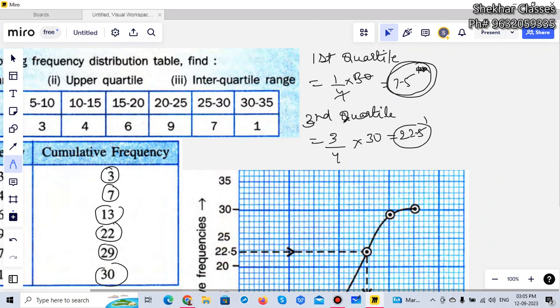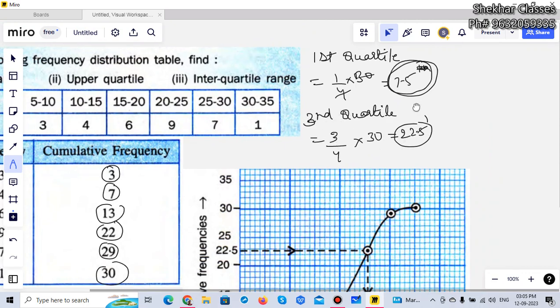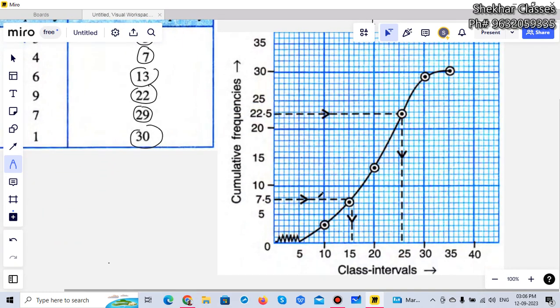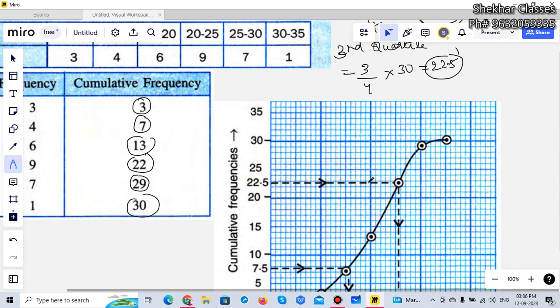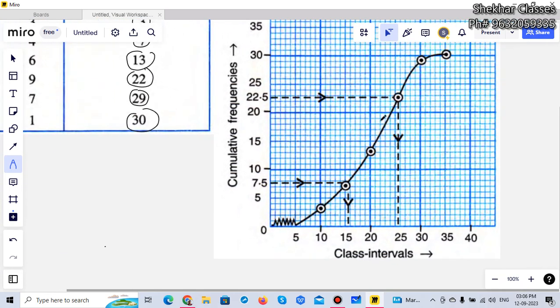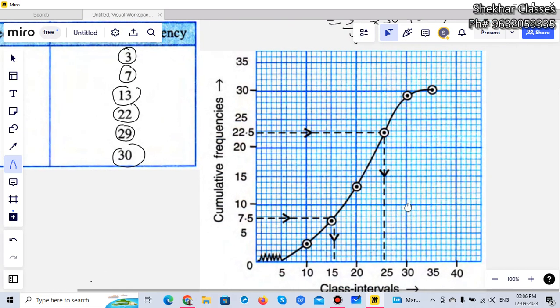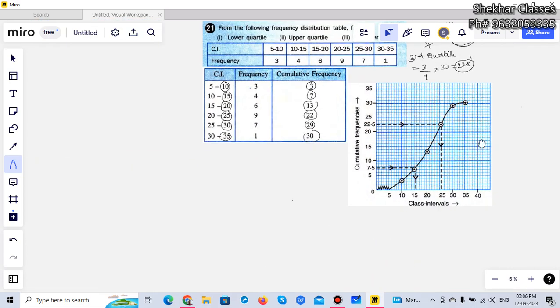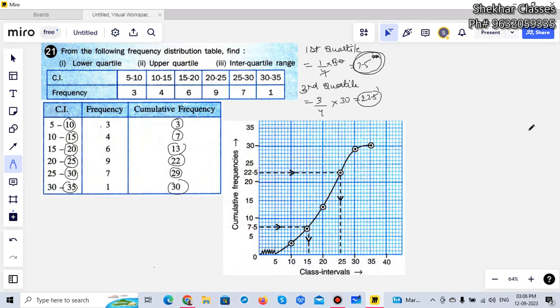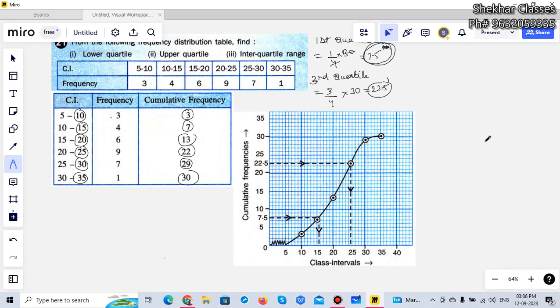In the same way, this is the first quartile, and next is the third quartile. The second quartile is the median. The third quartile will be 3/4 of this, and how much is that? 22.5. So take 22.5 from here, draw a line parallel to the x-axis, and wherever it intersects, from there draw a line parallel to the y-axis. The value is coming around 25. So we'll see what exactly the value is, and those are the first and the third quartile.